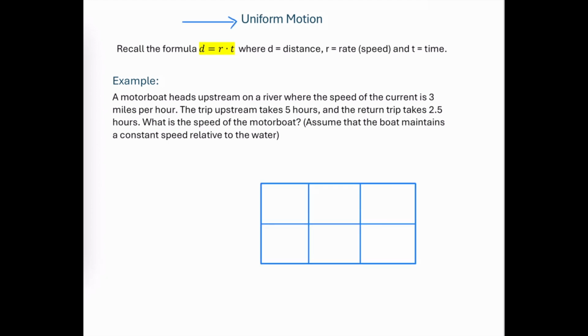A uniform motion problem can also be organized using a table. Generally speaking, our row headers can be labeled with trip 1 and trip 2, although we will be more specific in just a moment. Again, we're going to label our columns with two quantities that can be multiplied together to give us the product, which we'll put in the third column. Let's recall that distance is equal to rate times time, and so our column headers are going to be rate multiplied by time, which is going to give us the distance.